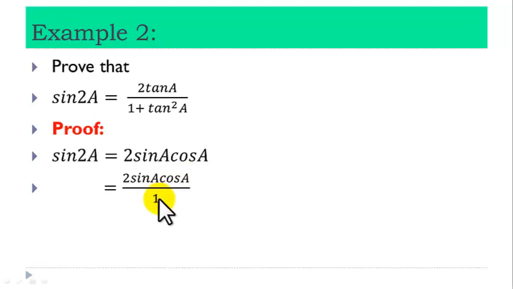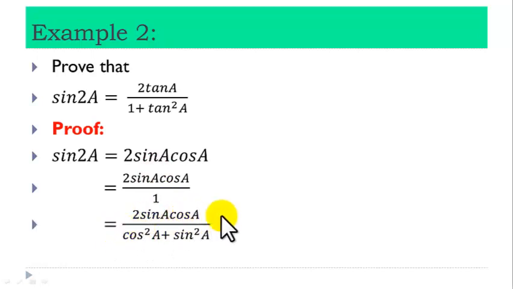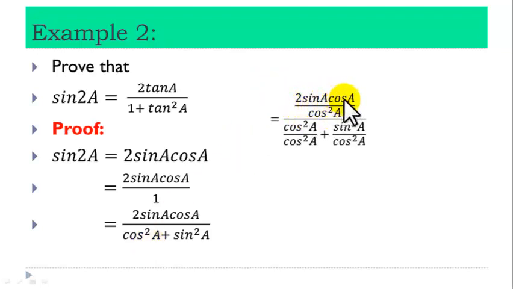But by fundamental identity, this is equal to 2 sin A cos A all over cos squared A plus sin squared A. Now let us divide the numerator and the denominator through by cos squared A to obtain sin 2A equal to 2 sin A cos A over cos squared A, all over cos squared A over cos squared A plus sin squared A over cos squared A. In the numerator, cos A will cancel cos squared A to give us 2 sin A over cos A. Cos squared A will cancel cos squared A here to give us 1.